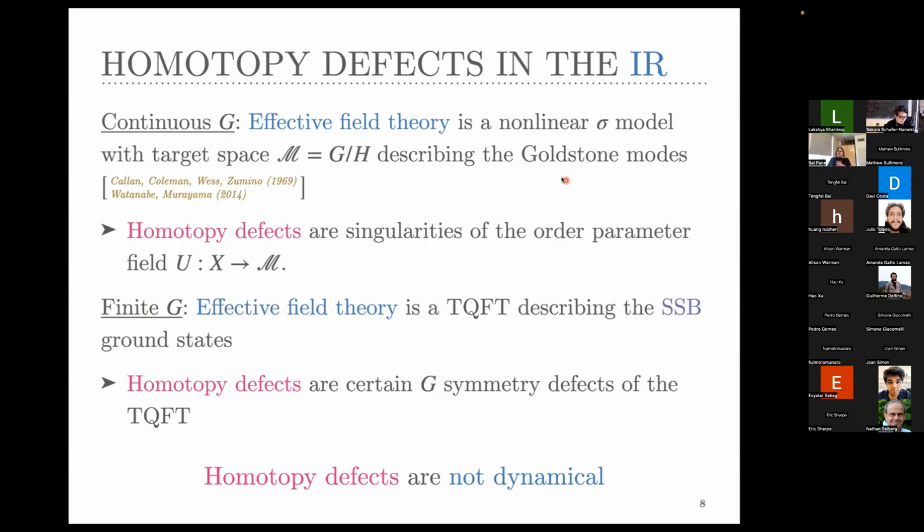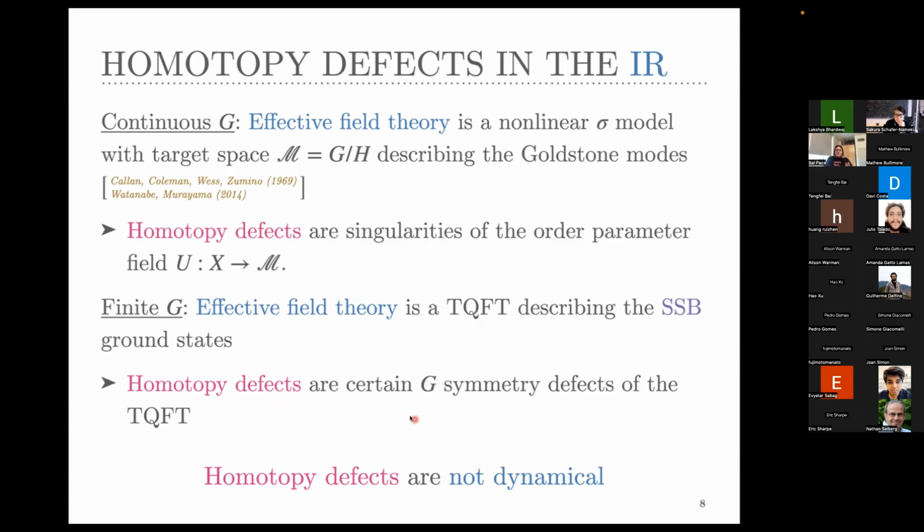There's something you have to add in by hand. They're not dynamical. You can think of them as infinitely massive versions of the genuinely dynamical versions. If G is finite, the effective field theory is actually a TQFT, and it just describes the symmetry broken ground states or the superselection sectors. In this case, there's also homotopy defects, and now they're just certain G symmetry defects. But they're also not dynamical.